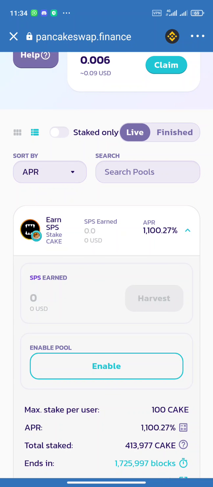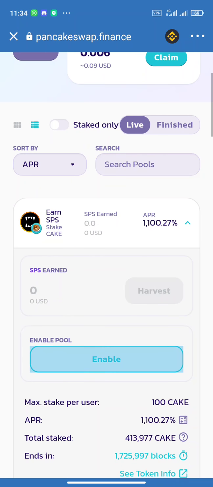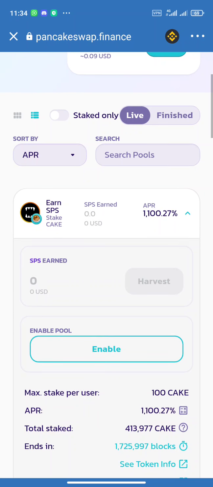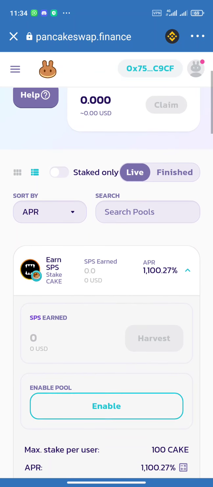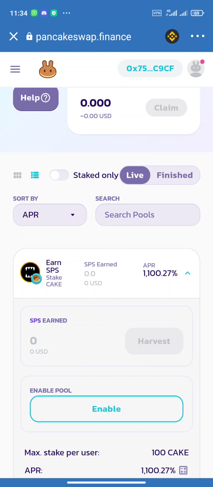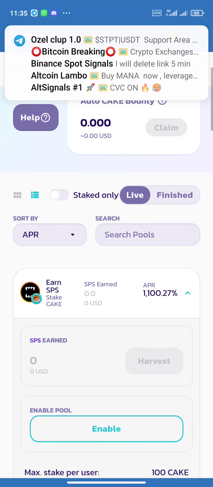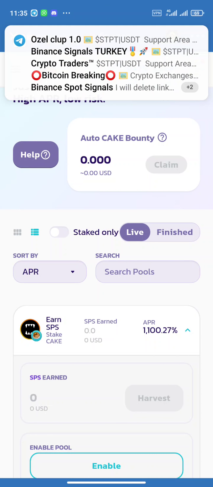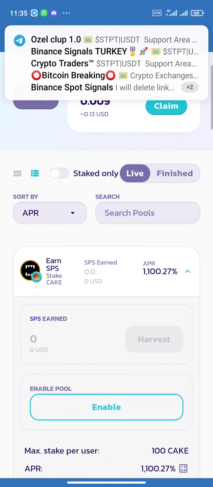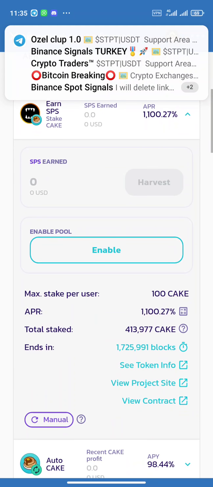You can see the APR is still increasing to 1100. It's really increasing. So imagine, if you take your cake into this pool now, you're going to make SPS. So personally, I'm going to check what this SPS is worth now, the value in the future, and see if I can take advantage of this 1100. The APR is still increasing.